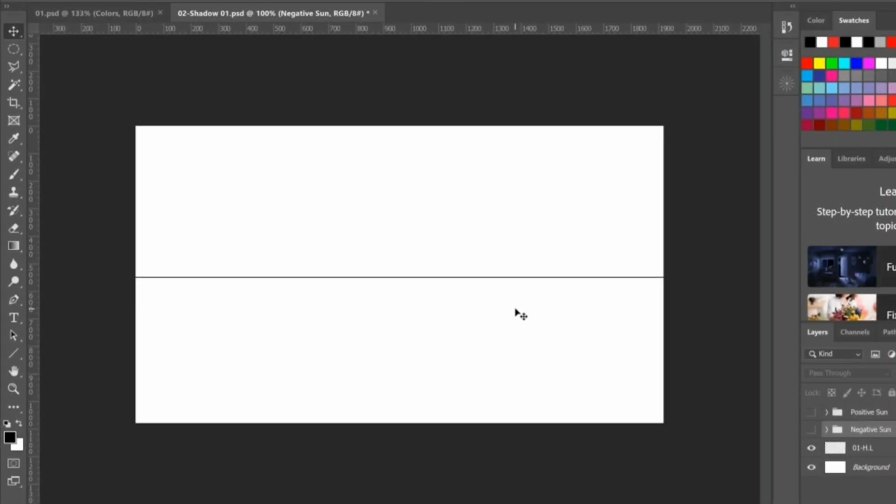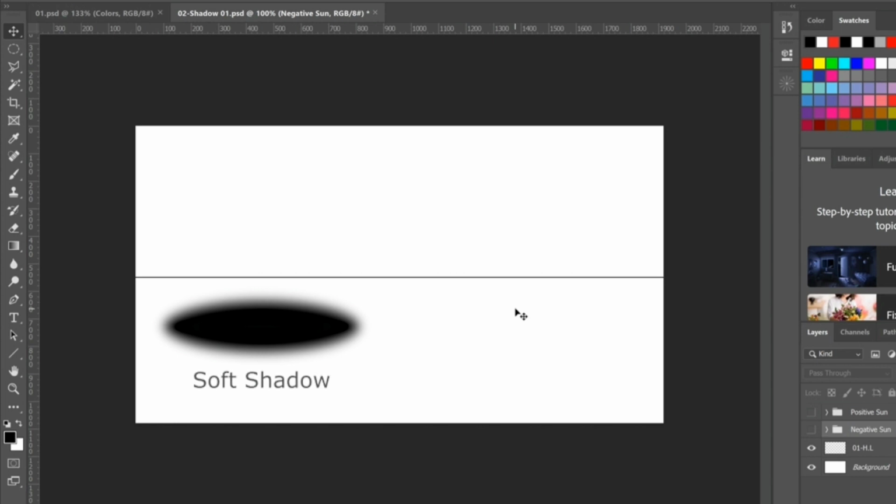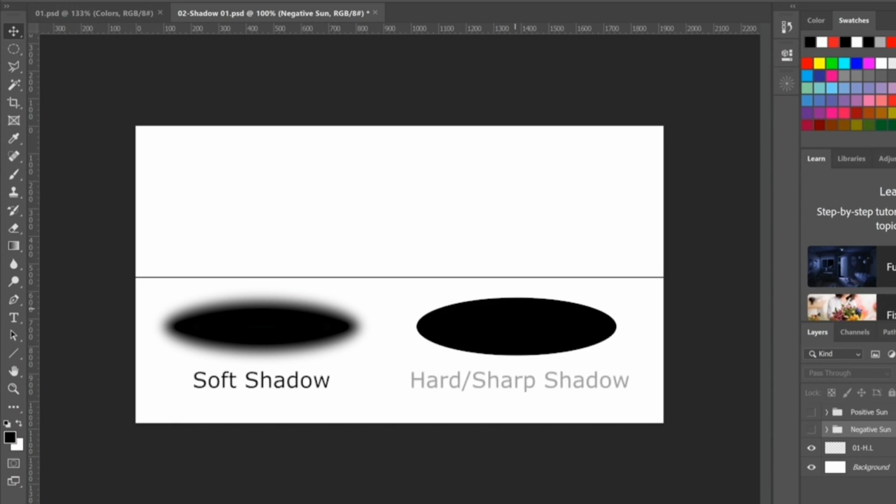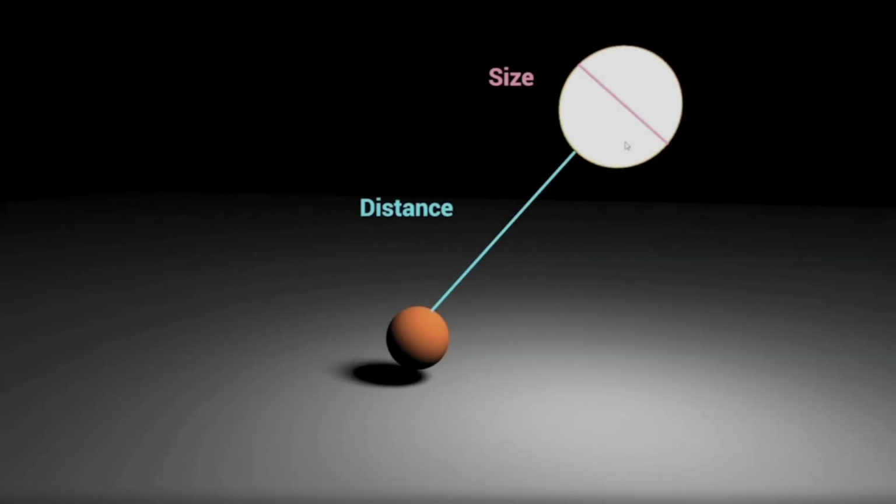Today, we want to talk about shadows. In general, it can be said that shadows are divided into two groups. The shadows that have a very soft border are called soft shadows, and the shadows that have very sharp corners are called sharp or hard shadows. The size of the light source and the distance of the light source are two main factors that affect the softness or sharpness of the shadows.